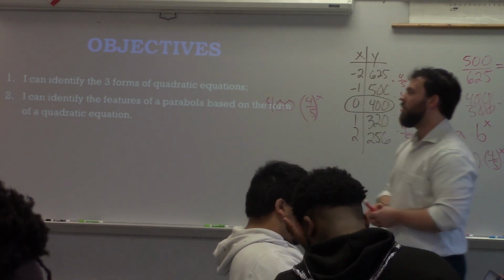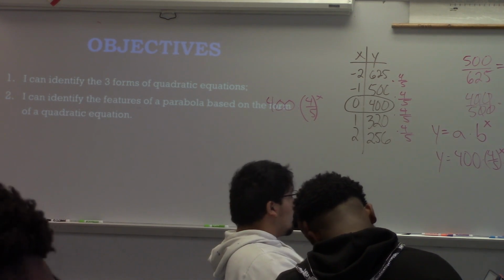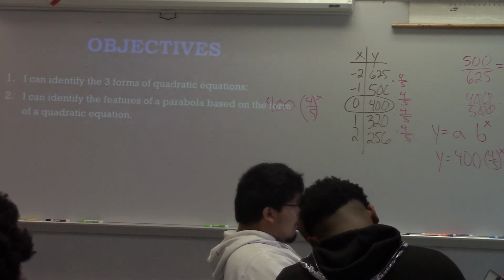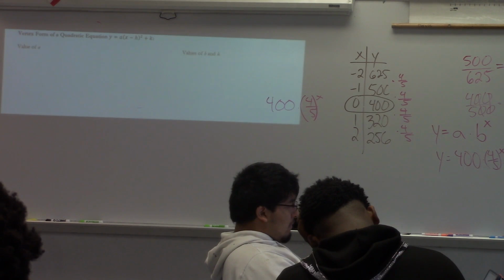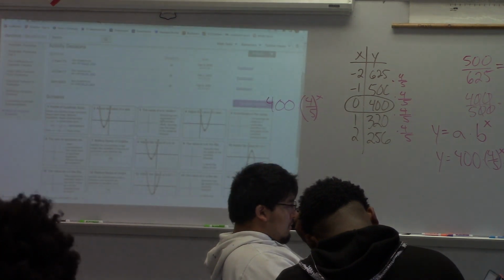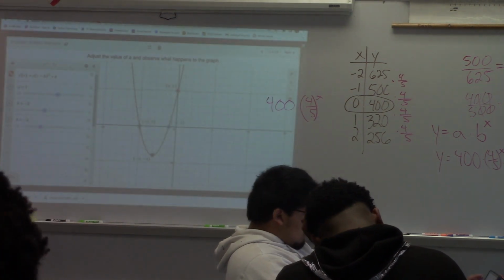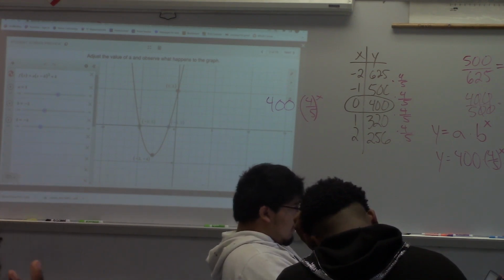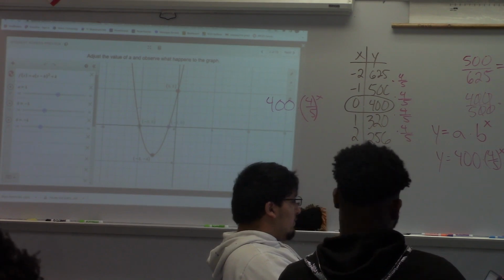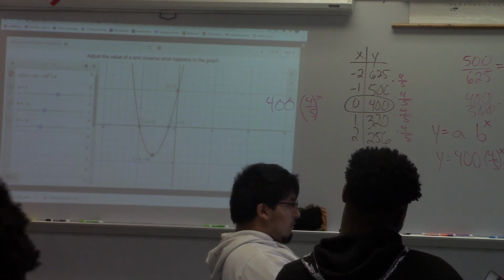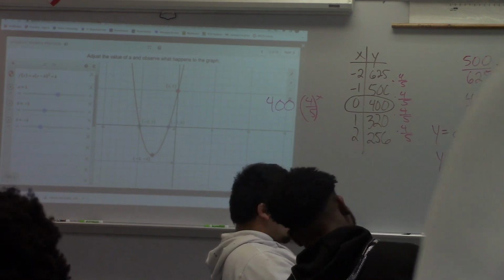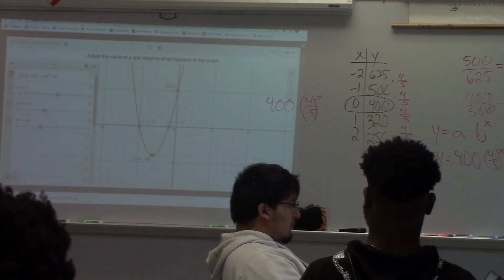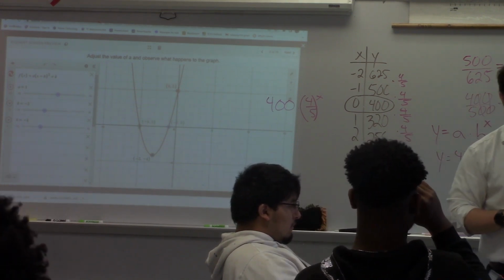intercepts, okay? So those are the features that we're going to look at, and we're going to use the Desmos sliders to look at the different features of the parabola based on this equation. So we should be on slide 2 of Desmos. If you follow the directions, you can notice the pattern all on your own, and then we will have a whole class conversation about it.